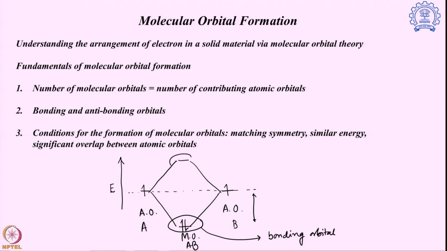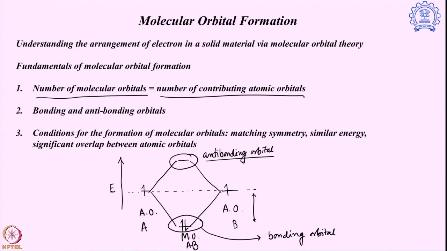But on the other hand, this particular molecular orbital, which comes in the opposite symmetry during the interaction, is called the antibonding orbital. And this is higher in energy with respect to the atomic orbitals that constitute this molecular orbital. So that is the difference between antibonding and bonding orbital. And how many molecular orbitals I am going to produce will be exactly equal to the number of contributing atomic orbitals. So we cannot produce extra molecular orbitals or destroy some molecular orbitals with respect to the atomic orbitals. If I am combining n atomic orbitals, I am going to produce n molecular orbitals. So that is the important factor.